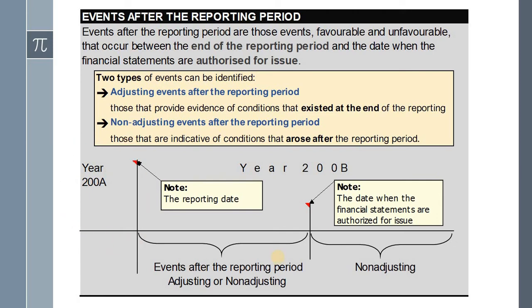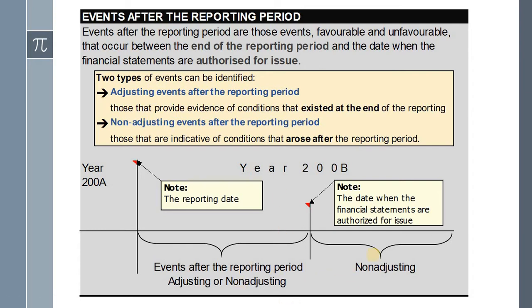So in order for the event to become an adjusting event, such event must affect the current reporting period, which is year 2000A. And for that to happen, there must be a condition that existed on or before the end of year 2000A. So that is the case for the adjusting event. And for the non-adjusting event, it will not affect the year 2000A reporting period because such event does not affect any condition that occurred during the reporting period. And of course, any event that will occur after the date the financial statements are authorized for issue is no longer under PAS 10, which is obviously considered as non-adjusting events.